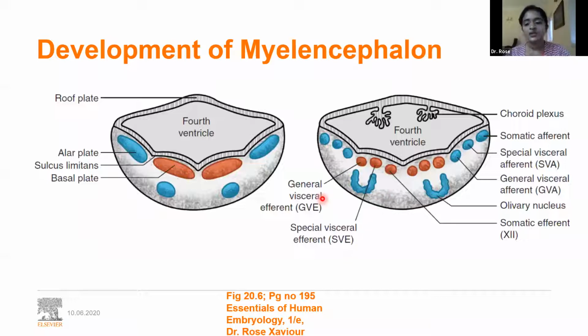Now talking about the sensory component, we have first the general visceral afferent, which carries general sensations from the viscera. The next group is special visceral afferent, especially the taste sensations. Then we have the somatic afferent, which can be touch, pain, temperature from different parts. So this is how the dorsal alar plate and ventral basal plate get shifted when it ascends in the brainstem. The pattern of arrangement is a bit different from that of the spinal cord. Likewise, the regions will differ in the pons and midbrain also. I'm not going into the detail right now.